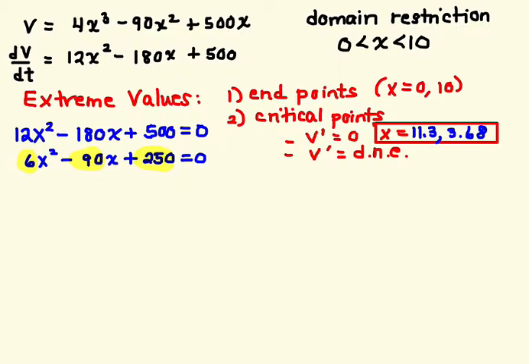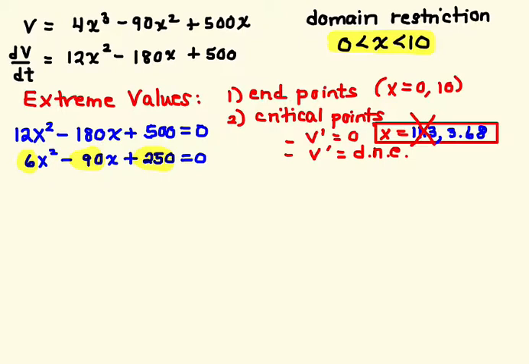Again, you can put this into your calculator. Oh, this is so true. We have a domain restriction, don't we? Yeah. We can't forget our domain restriction. So actually, let me note that 11.3 is outside of our restriction. So we're just going to test 0, 10, and 3.68.